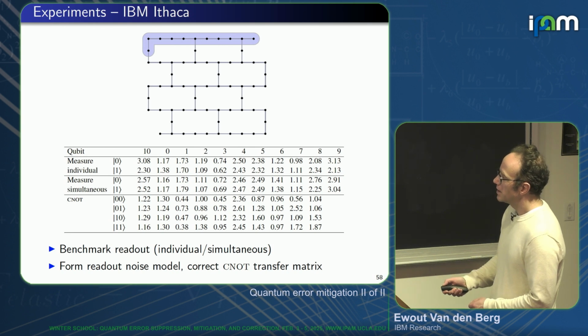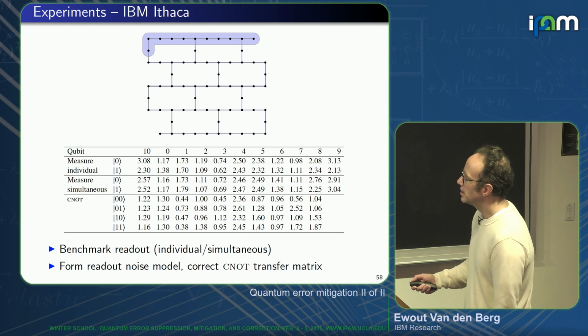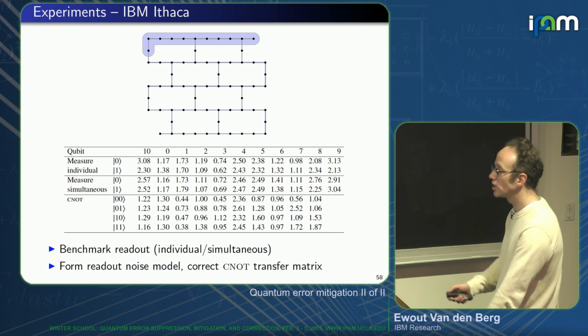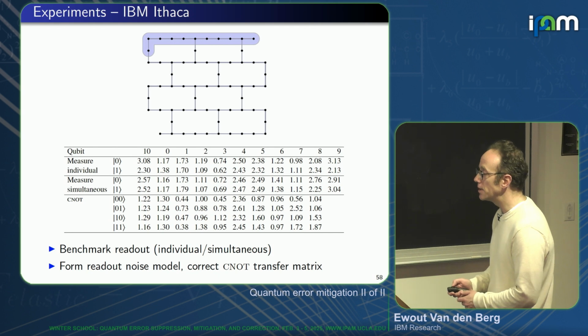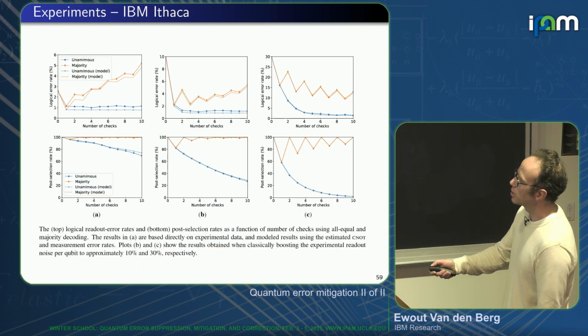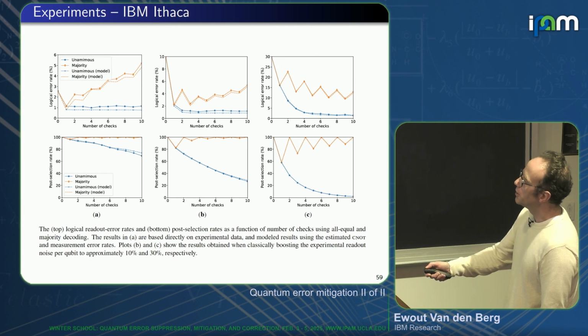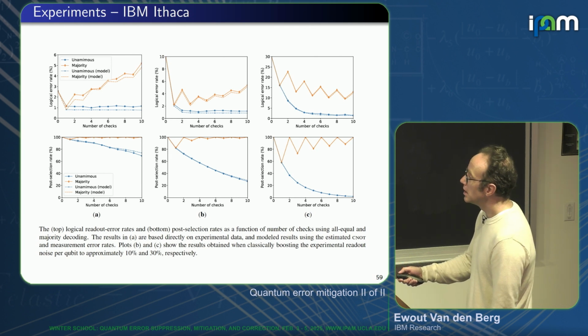So this is just again an experiment here. I think just the measurement error rates in percentage. I forgot what the first and the second column are. Oh, if you measure them individually versus all simultaneous, and what is the approximate C-naught error rate. So then these are the curves it gets. This is the logical error rate of the measurement. It starts here, and you add more checks, and if you do unanimous decoding, it goes down to some point, and it doesn't really move much beyond that.